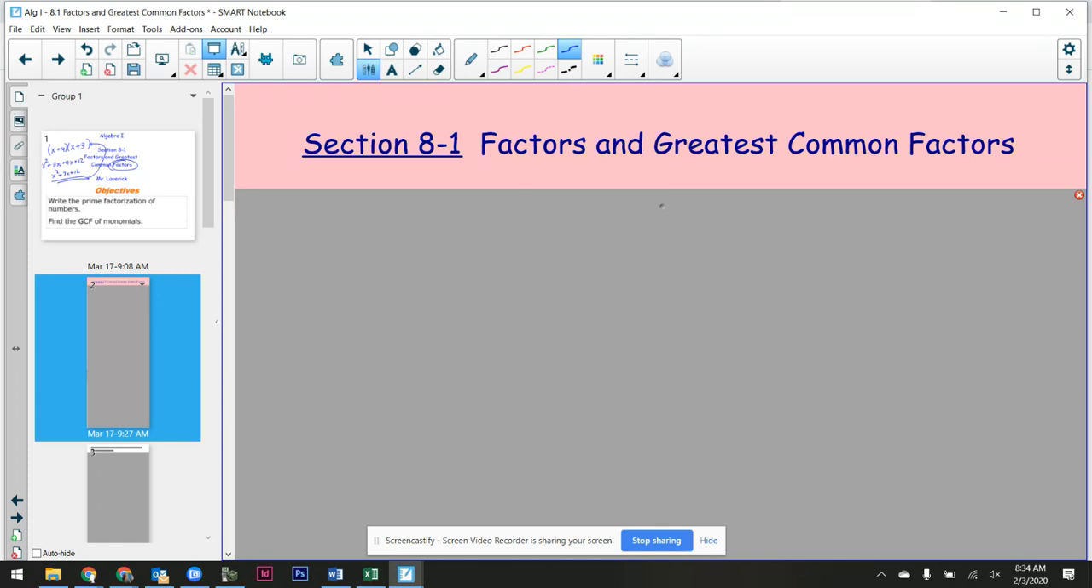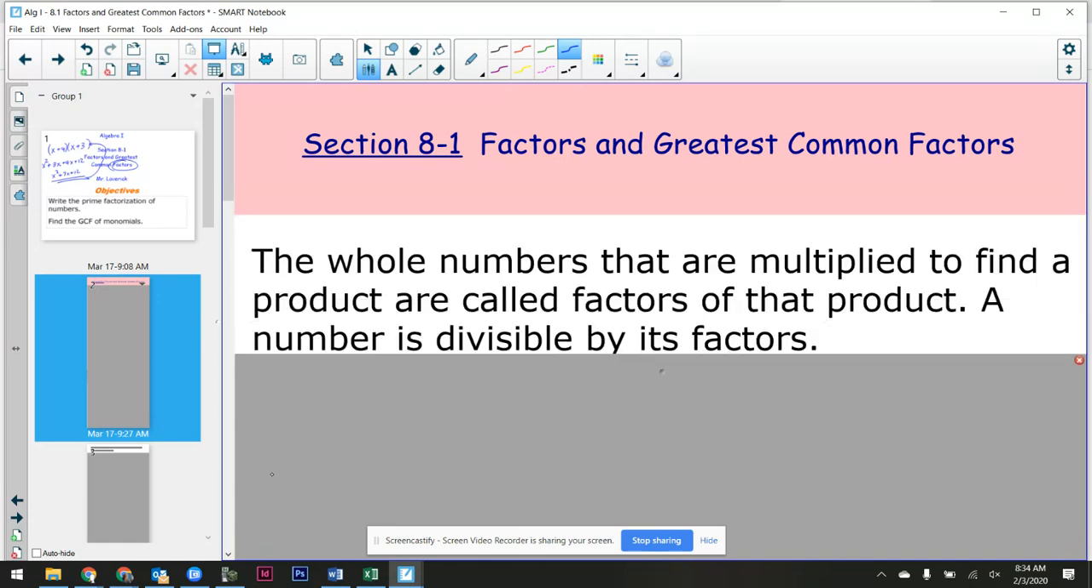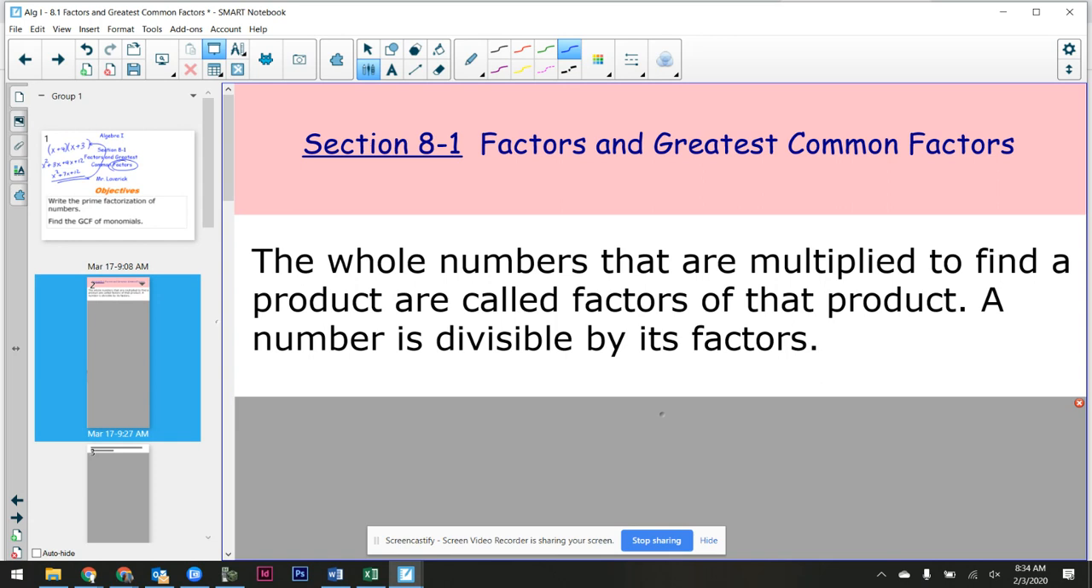Okay, and we're back. So let's think about that word factor. We're going to start really small here today. The first thing that we can talk about in terms of factors, well, let's think about its definition. The whole numbers that are multiplied to find a product are called its factors. If I talked about the factors of 10, what are the factors of 10? What things multiply together to get 10?